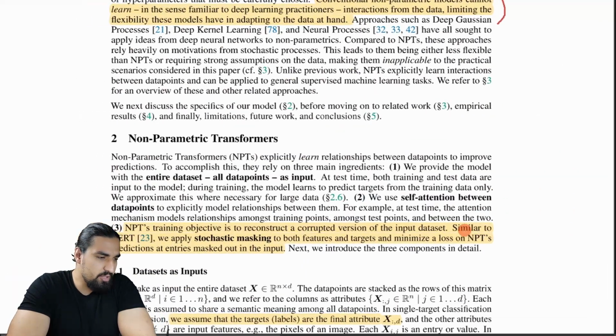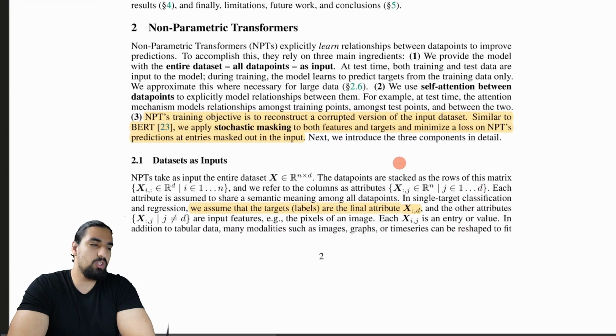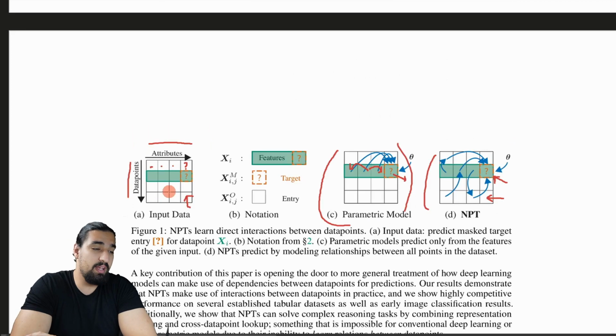Okay, so let me start explaining how the thing works. And first things first, the objective is the following. MPTs, so non-parametric transformers, have a training objective to reconstruct a corrupted version of the input data set. Similar to BERT, we apply stochastic masking to both features and targets and minimize a loss on MPT's prediction at entries masked out in the input. So basically, they'll have a binary mask telling them which parts are masked here, and those will be predicted.